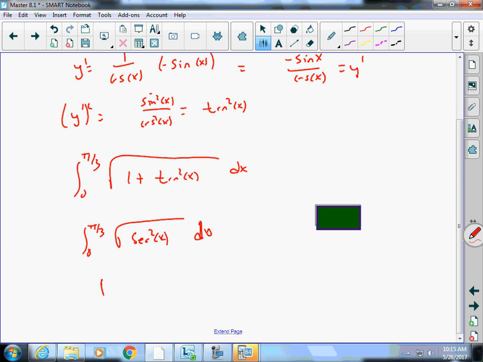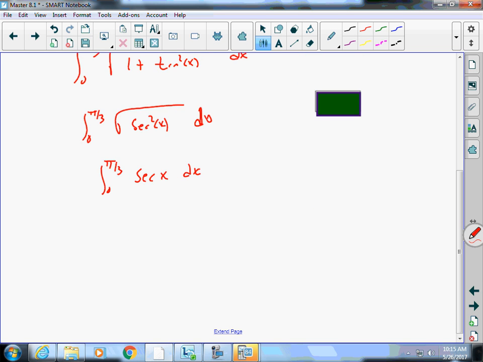Since I'm taking the square root of that, it's squared. I could just write it as secant x dx. Now, I may not remember, but from the formula sheet that I'm going to provide on the test, you have this as a given. If I gave you the integration of secant x, you know that it's the same thing as the natural log of secant x plus tan x. And I'm going to evaluate from 0 to pi over 3.